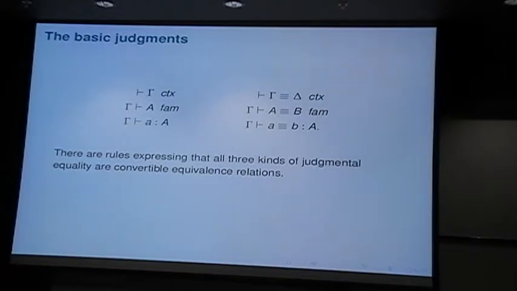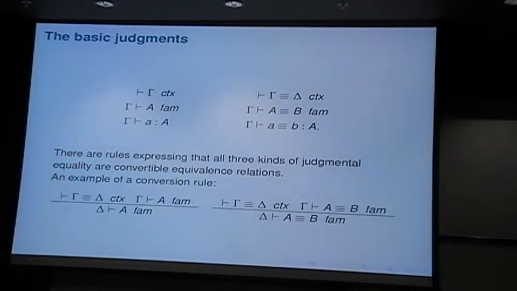You have the judgment that something is a context, and we usually name that gamma, and the judgment that two contexts are equal. I always use a triple equality sign. Then something can be a family in a given context, and something can be a term in a family. A family should be thought of as a fibration, and the term can then be thought of as a section of the fibration. And you have the corresponding judgmental equalities for those. These judgmental equalities are all equivalence relations and convertible.